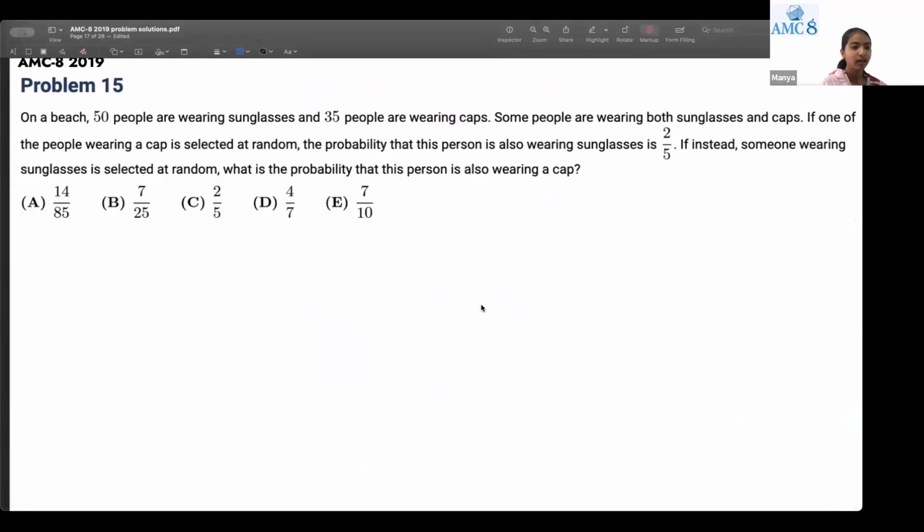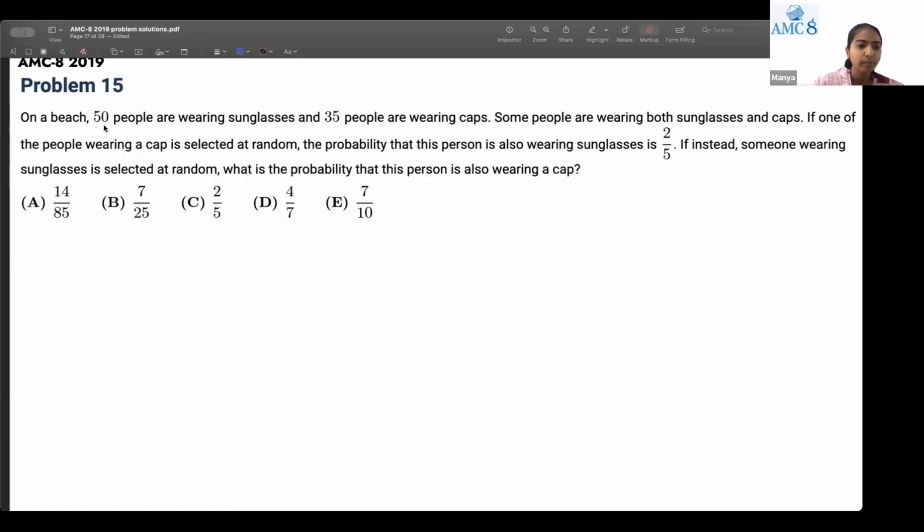Problem number 15. On a beach, 50 people are wearing sunglasses and 35 people are wearing caps. Some people are wearing both sunglasses and caps. If one of the people wearing a cap is selected at random, the probability that this person is also wearing sunglasses is 2/5. If instead someone wearing sunglasses is selected at random, what is the probability that this person is also wearing a cap?